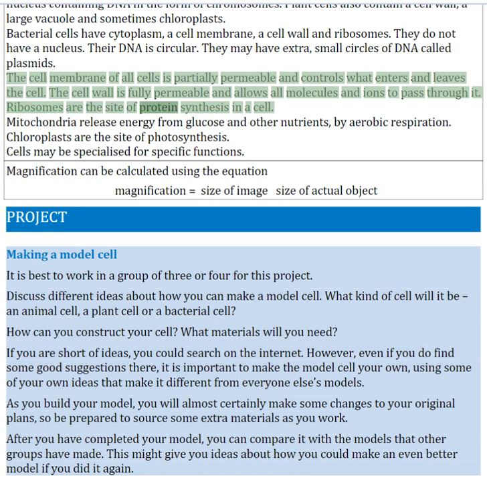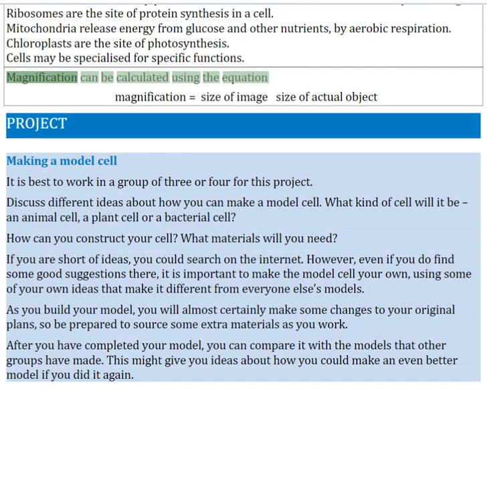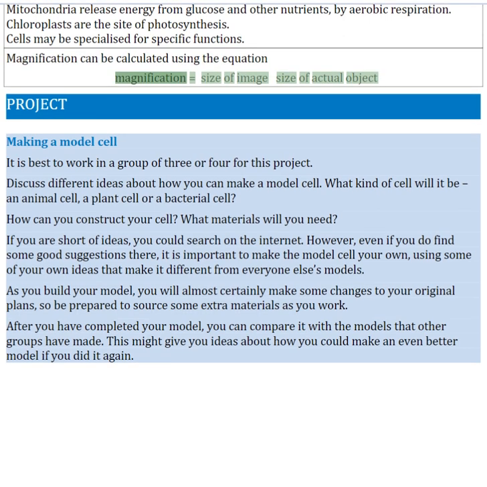Ribosomes are the site of protein synthesis in a cell. Mitochondria release energy from glucose and other nutrients by aerobic respiration. Chloroplasts are the site of photosynthesis. Cells may be specialized for specific functions. Magnification can be calculated using the equation: magnification equals size of image divided by size of actual object.